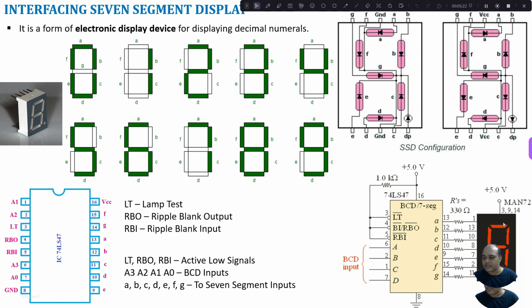Since all the segments are made up of LEDs, in order to reduce the current, we use a resistance of 330 ohms. And the lamp test signal, RBO and RBI, since we are not going to use them, we have connected these lines to a logic 5 volt. Since these are logic low signals, a logic low will activate these inputs. Since we are not going to use them, we have connected these lines to a supply.